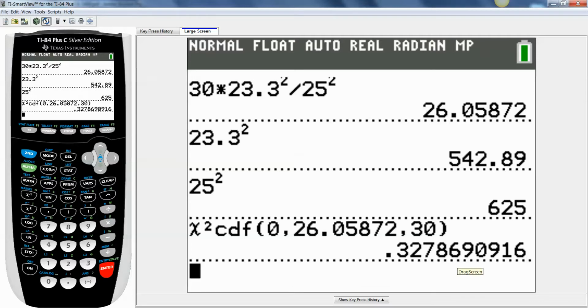So if you have a newer 84, you can actually do this if you have this distribution in your distribution menu above the variables button. If you don't, then you're in trouble. That's why having the newest TI-84 is better. All right, I hope that helps you guys find the p-value and answer the question. I'll see you back here for more tutorials.